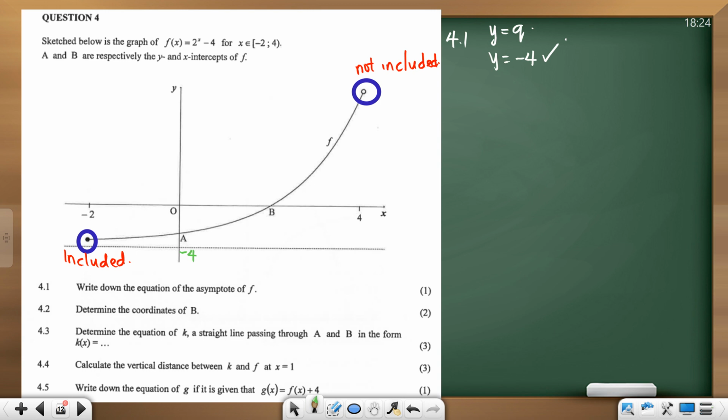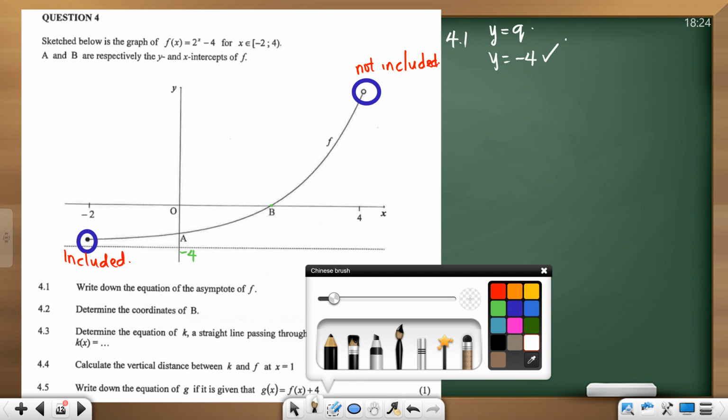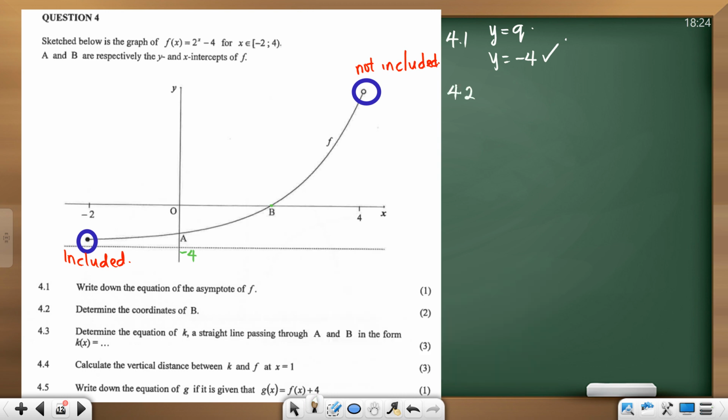Determine the coordinate of B. What do you know? The x-intercept. What do we know about the x-intercept? How do we solve the x-intercept? Somebody, how do we solve the x-intercept? It's something like your name when it comes to functions. Come on, somebody quickly. It must be your name, something you must know.